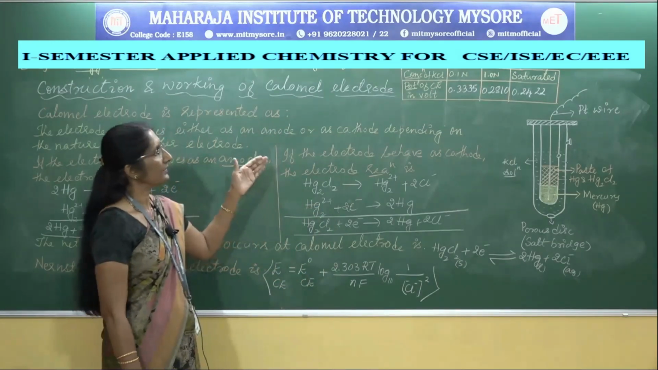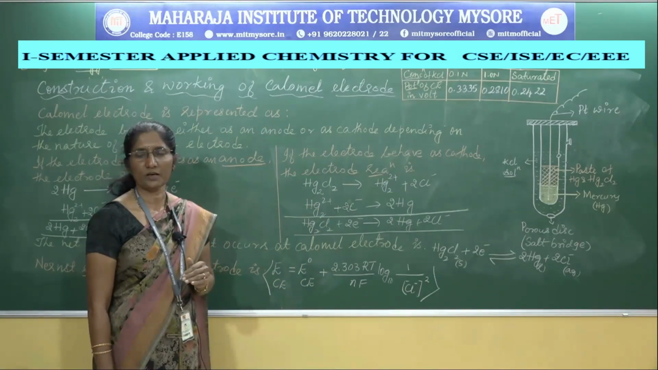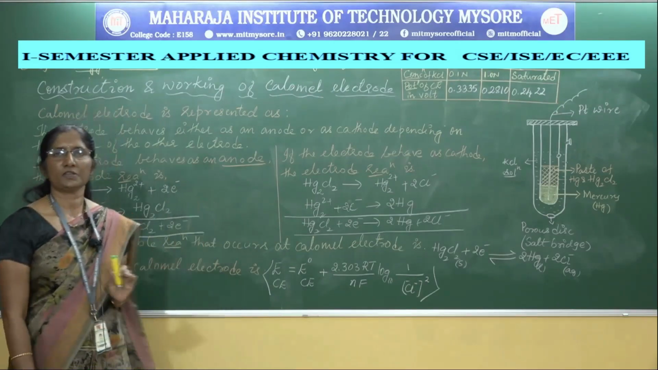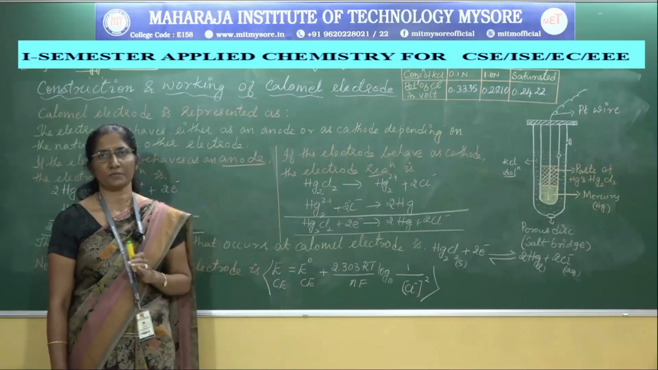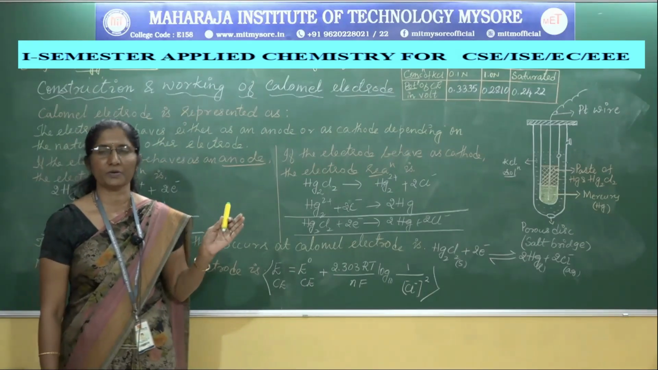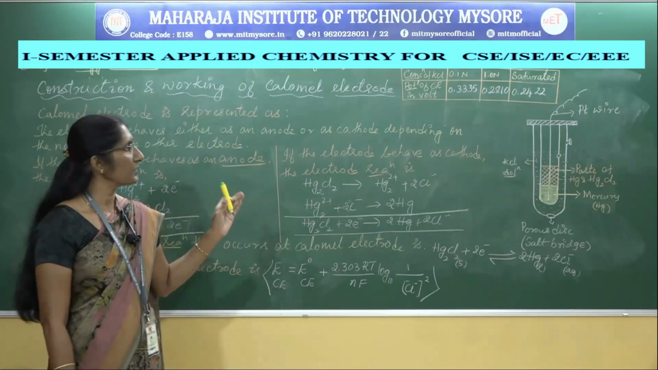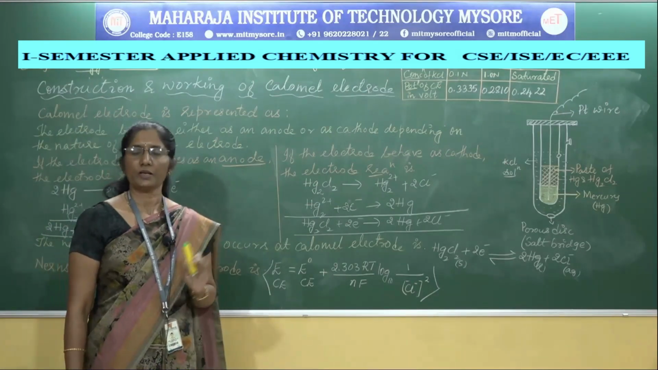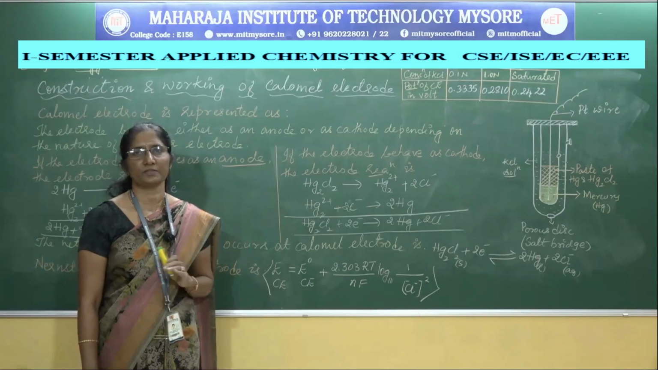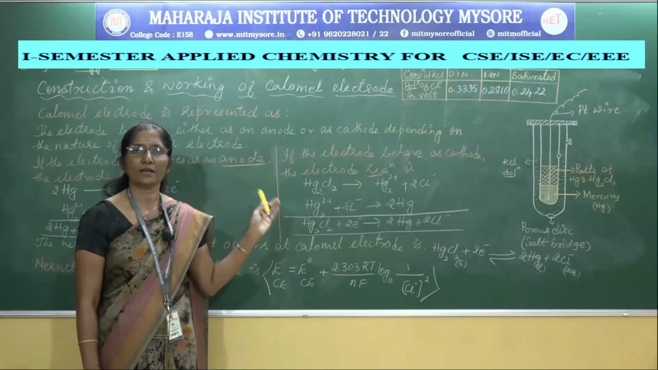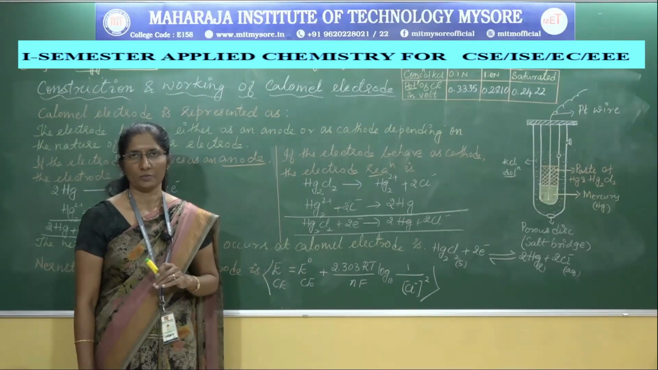This is the explanation for the construction and working of the calomel electrode. In this session, we discussed reference electrodes, types of reference electrodes, the definition of primary reference electrode and its drawbacks, the definition of secondary electrodes, an example of a secondary reference electrode, and the construction and working of the calomel electrode.